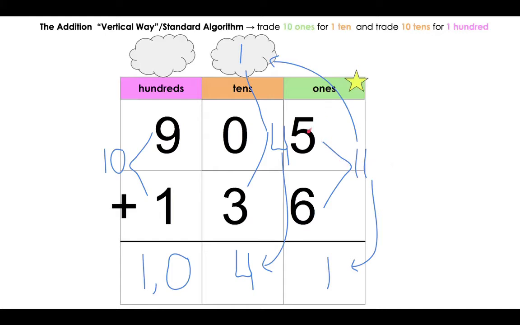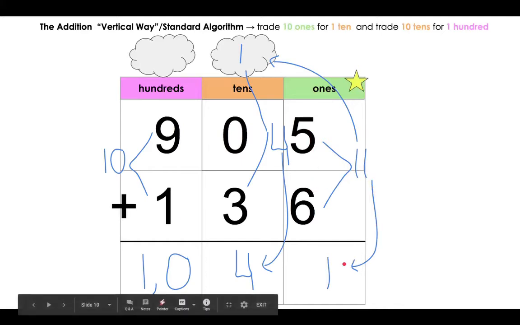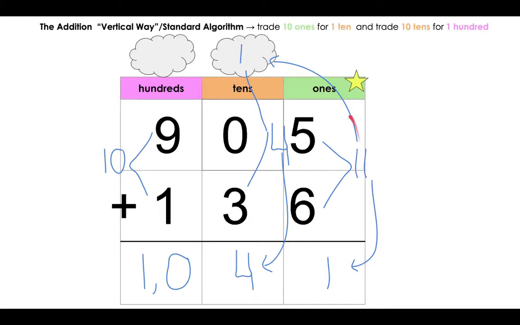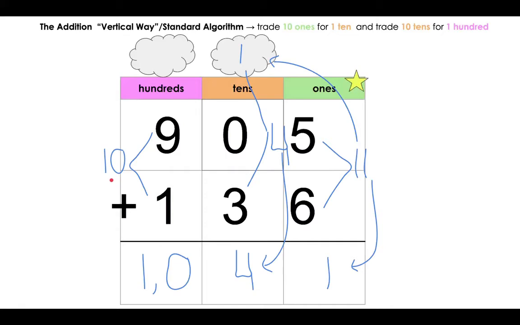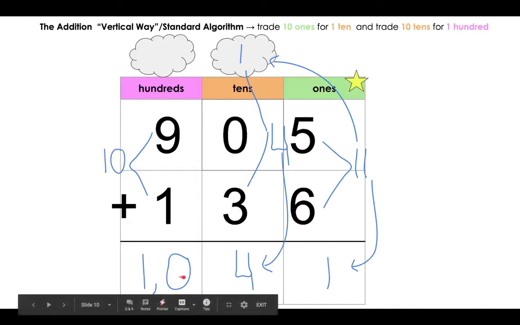First, again, I started in my ones place. 5 plus 6 is 11. I keep the 1 in the ones, bundle my 10 ones and trade them for a 10. My 1 plus 0 plus 3 is 4. I don't have any 10s to bundle into hundreds this time, so I just get to put my 4 tens in the tens place. Then 9 plus 1 is 10. Because I don't have a thousands place, I do not have to bundle my 10 hundreds to put in the thousands. I can just go ahead and put it down here for my answer of 1,041.